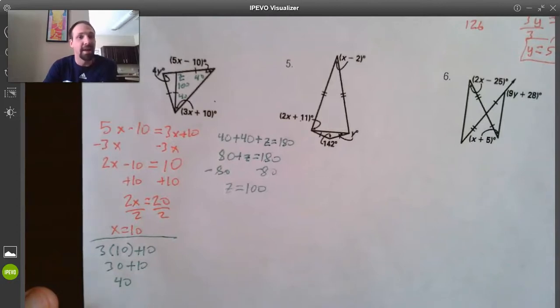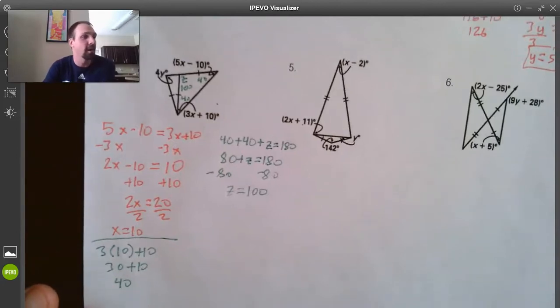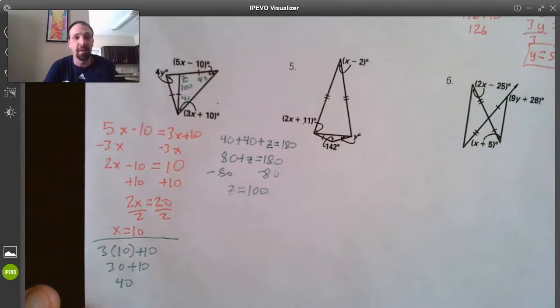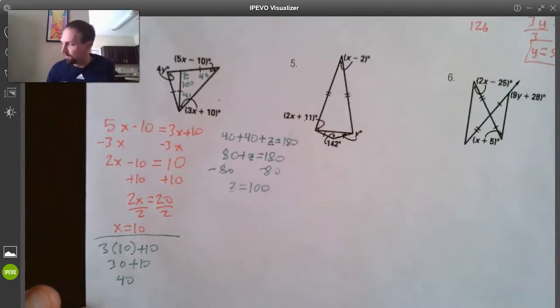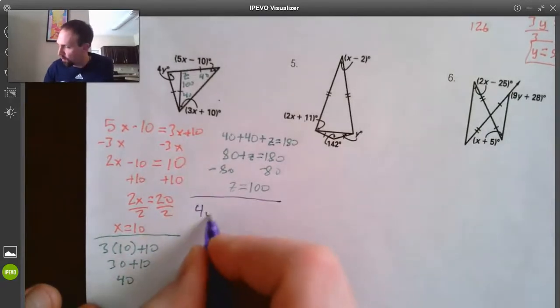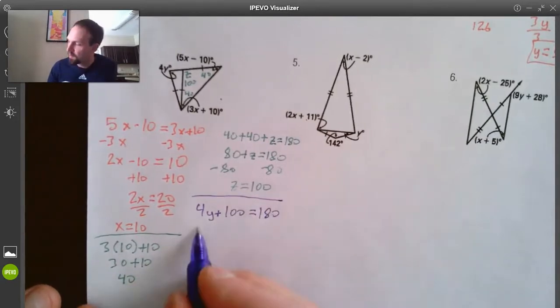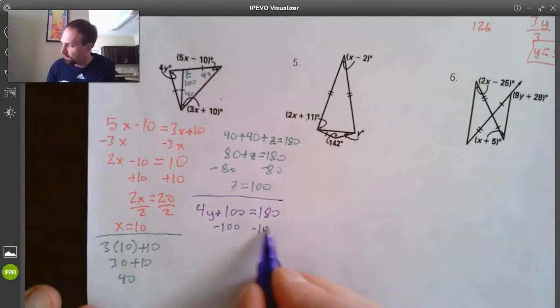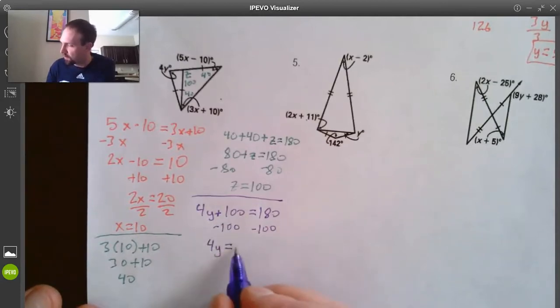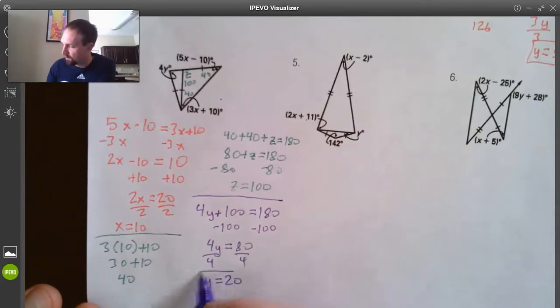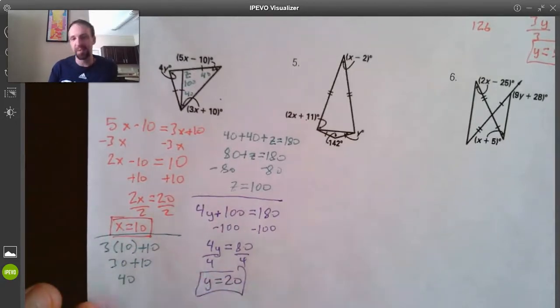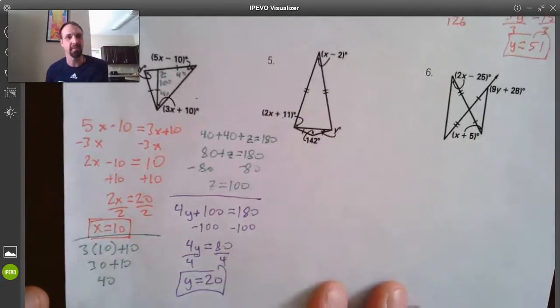I know that if I add that 4y to 100, then I will get that 180 degrees that I need. So that gives me 4y plus 100 equals 180 degrees. Subtract 100 on both sides. 4y equals 80. Divide by 4. Get y equals 20. We just needed to find x and y. And sometimes you have to find additional things before you can get your final answer.